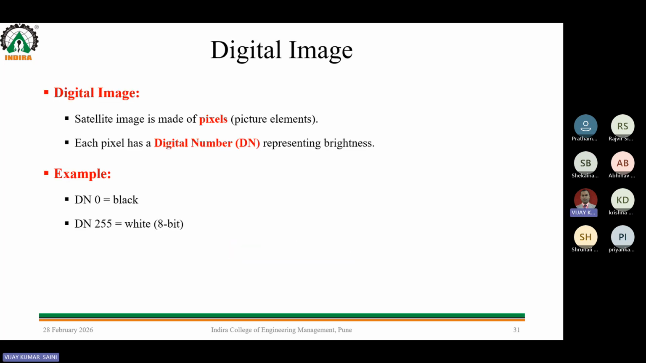Now the last part is the digital image. Satellites capture and process pictures, and already you are using your camera, you know what pixels are. The data is captured in pixels, these are clubbed together, and finally make an image. Each pixel has a digital number which controls the brightness and other things. For example, DN 0 is black and DN 255 is white. In that way it is coded, and finally the digital image is made.